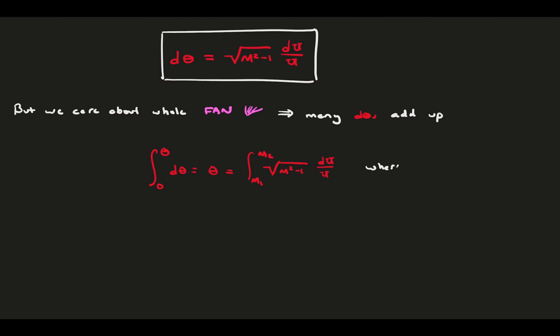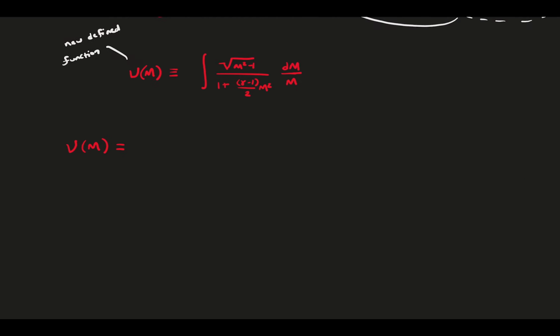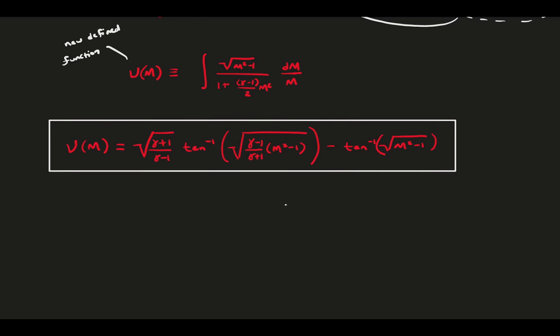Let's quickly redefine the u's as Mach numbers using compressible flow relations. Plug this back in and we get an integral that contains just Mach number as a variable. This integral is going to be defined as a function to make things easier down the road. This nu is a function of Mach number only. Let's do out this integral in its entirety and we get a rather long expression for nu. This function, nu, is called the Prandtl-Meyer function.